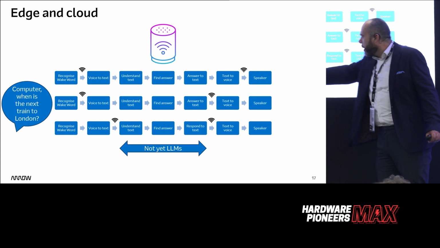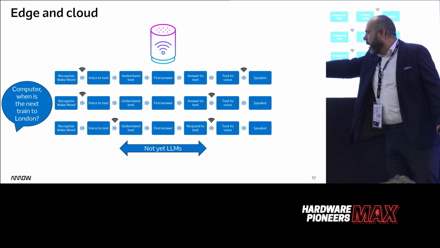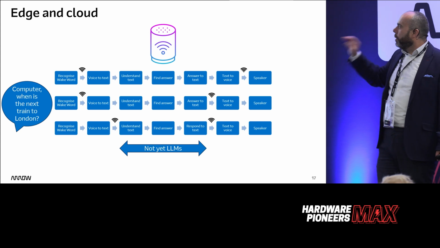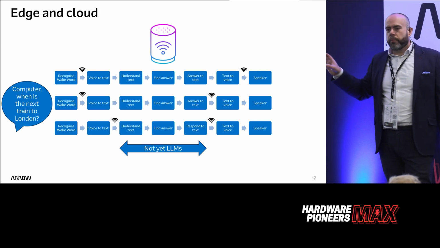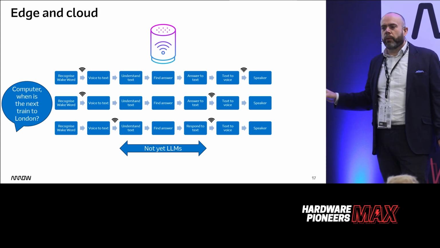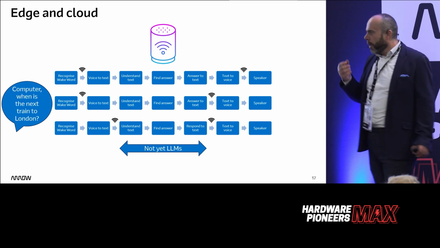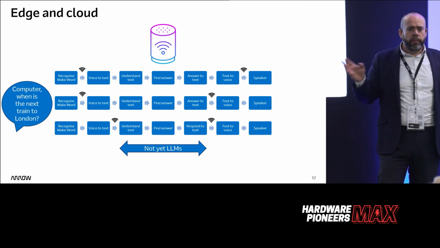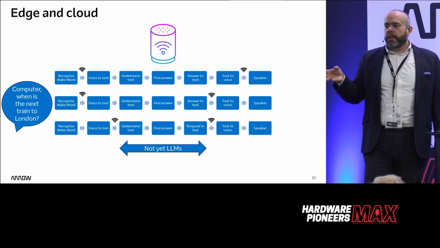However, we're still very much at this stage. And one of the things I really wanted to highlight was that at the moment, Google and Amazon on their home devices aren't using large language models. So what do I mean by that? If I say, computer, when is the next train to London? It'll give me an answer.